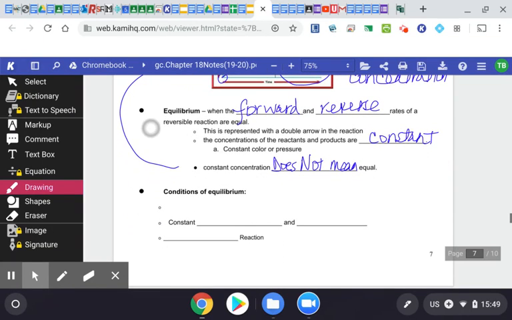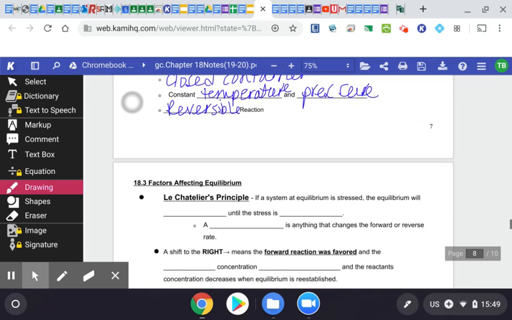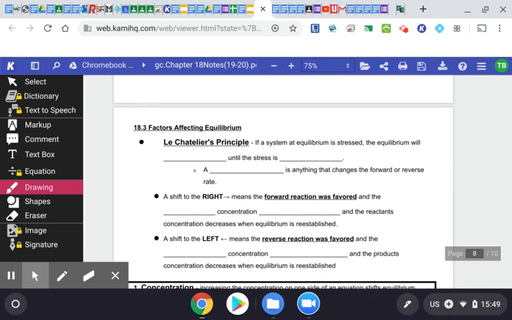Now, in order for equilibrium to occur, three things must be true. We must have a closed container. We must have constant temperature and pressure. And we must have a reversible reaction. Okay, so we have to have those three conditions to be true for equilibrium to occur.